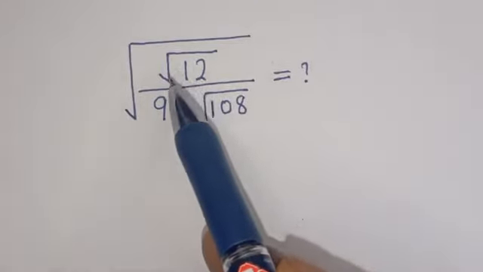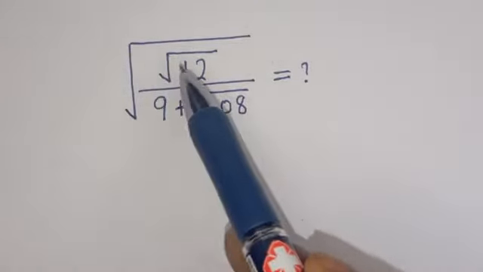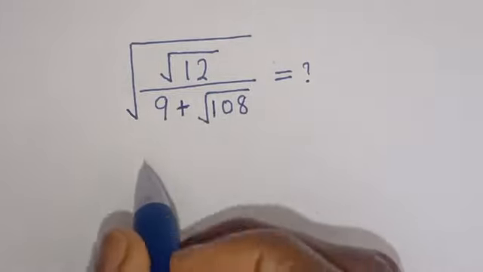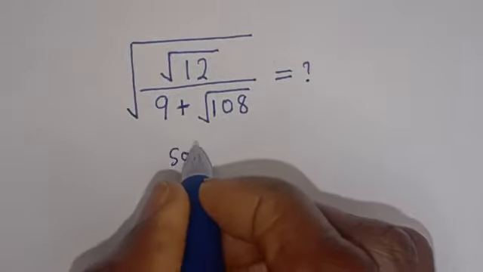Hello, how to solve this nice math problem? Square root of 12 divided by 9 plus square root of 108. Solution.